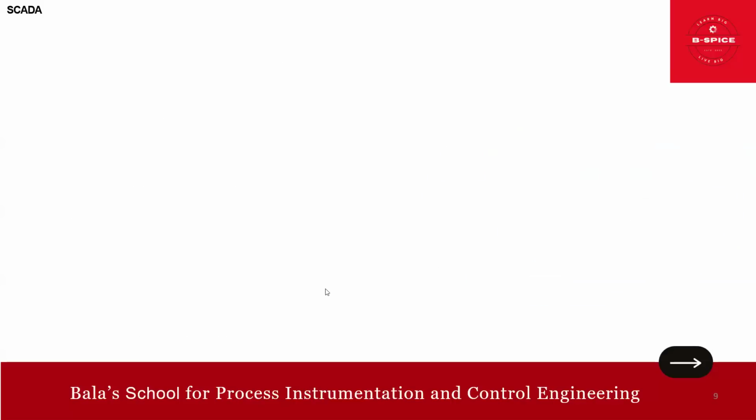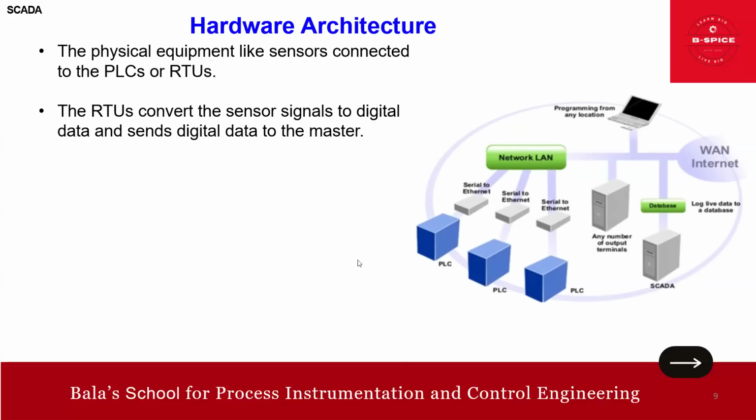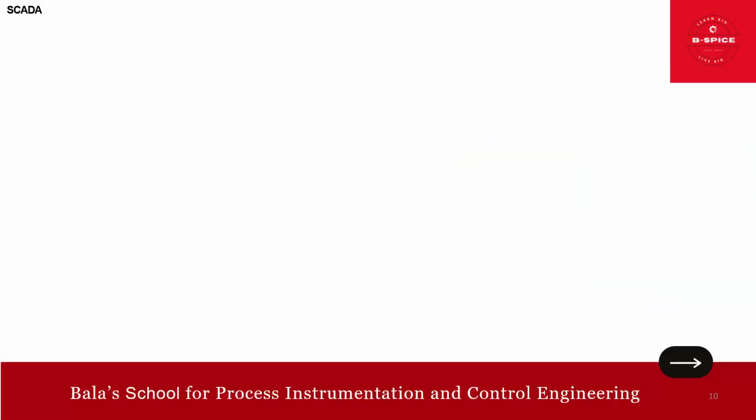Now, few more to add on. The physical equipment like sensors are connected to the PLCs or RTUs. We already discussed, right? The RTU converts the sensor analog signal to digital data and sends it to the master. That is what this RTU is doing. Most of the monitoring and control operations are performed by this RTU. So that's it, friends. Good. That is about the architecture.